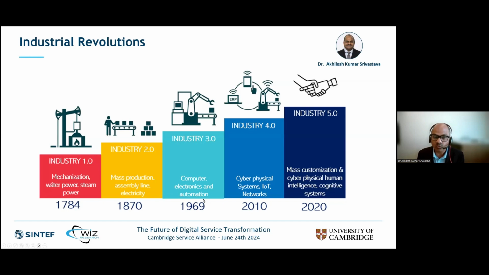Factories were becoming more and more automated, and many processes have started to become automated in the third industrial revolution. And then it started with networks, cyber physical systems, and Internet of Things. It's not only about people being connected, but devices have also started to become connected. So they were talking to each other, and it was very easy then to optimize processes in an automated manner. And now we are moving to Industry 5.0, and there we are talking about mass customization, cyber physical human intelligence, cognitive systems, and sustainability.